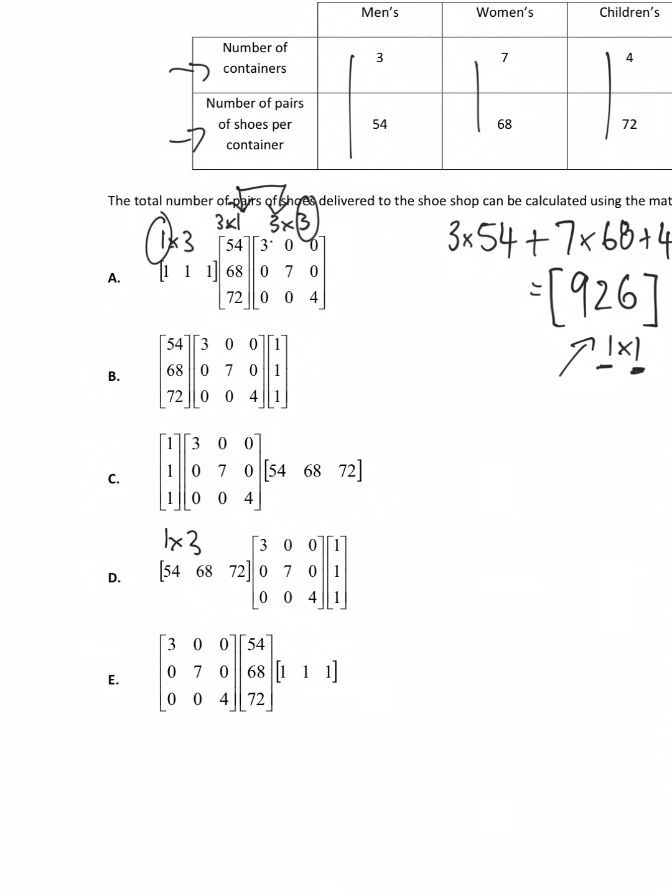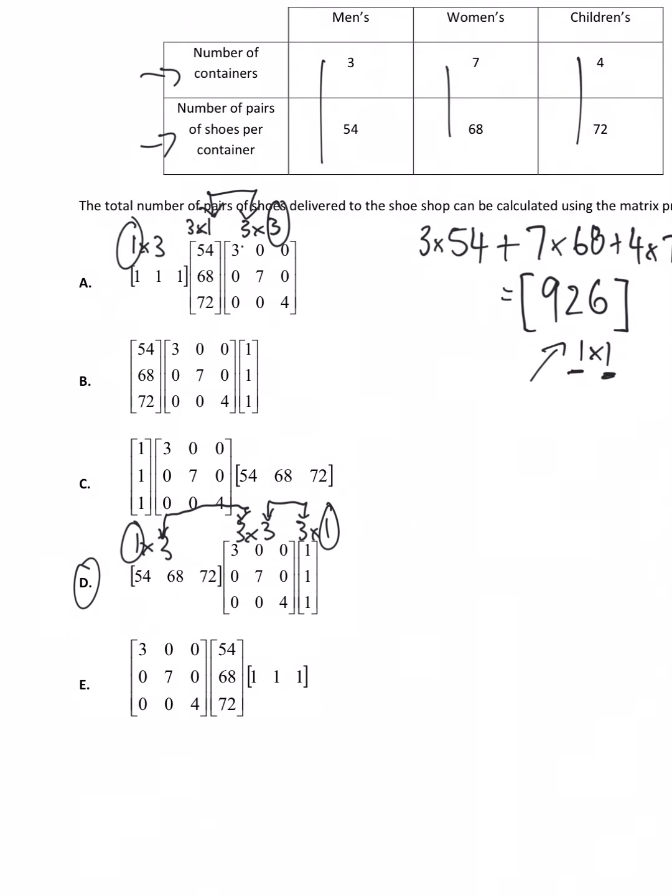So this is a 1-by-3, this is a 3-by-3, and this is a 3-by-1. So these 1s are on the outside, and we'll know that these work because when you multiply across, these 3s match up, these 3s match up, and so on. So the answer will be D. That's the one that will give you that 926.